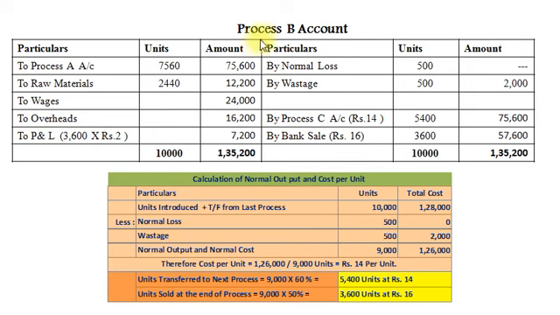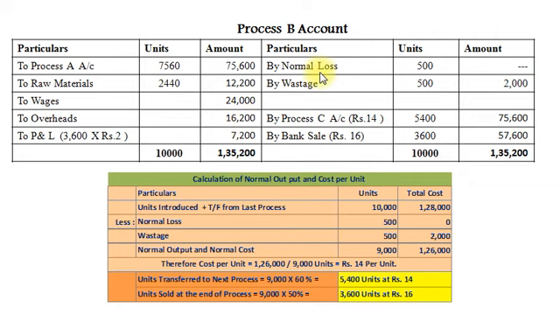Here is the process B account. On debit side, first we will record transfer from process A, 7,560 units and rupees 75,600. Further introduction of raw material in process B, 2,440 units at rupees 5, so total amount 12,200. Then wages 24,000 and overheads 16,200.